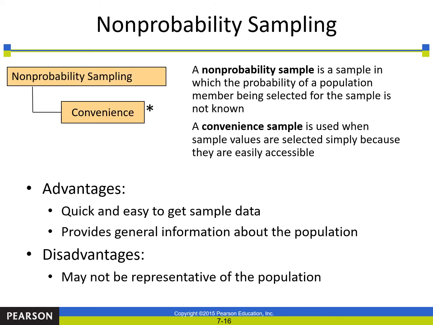Non-probability sample, okay, so it's a convenience sample that does not have a specific method applied to collecting information. Okay, what are the advantages here? It's quick and easy. It provides general information about the population, but the disadvantage is that it might not be representative of the whole population.